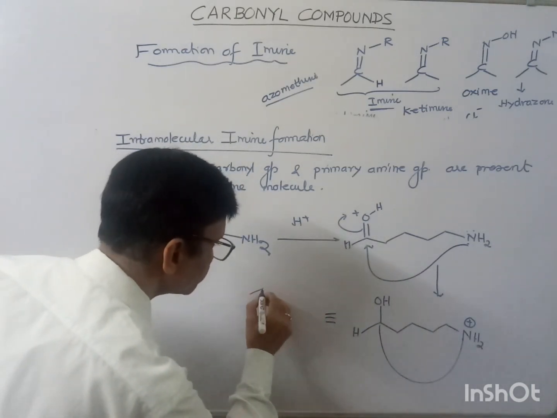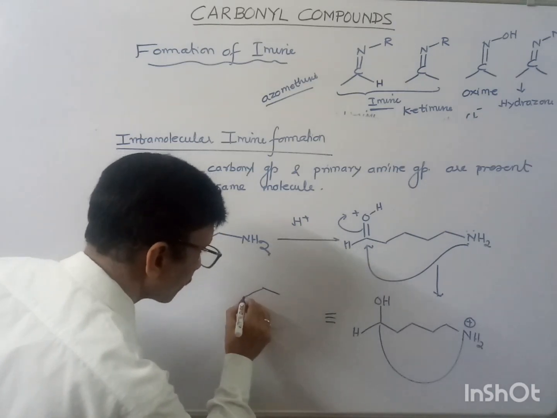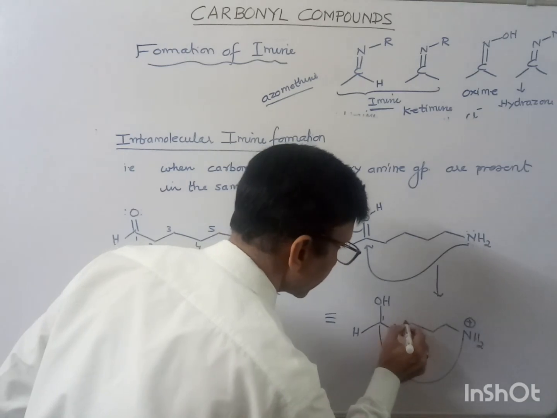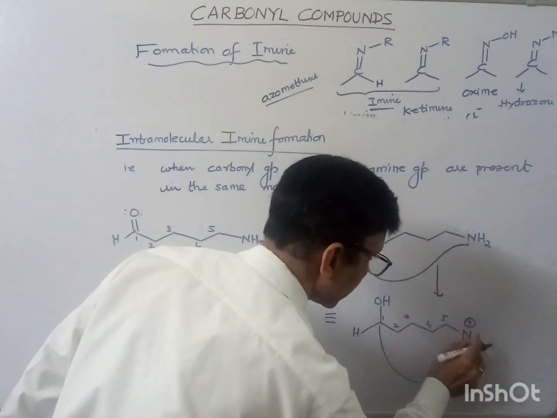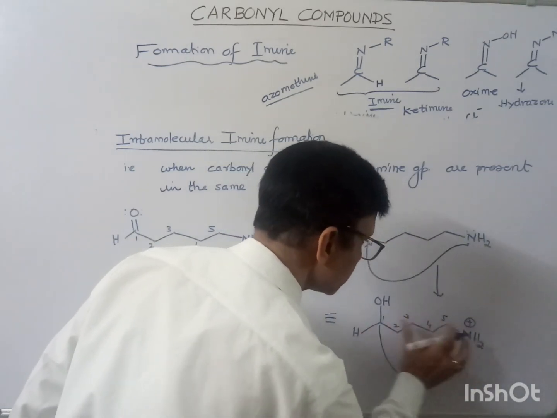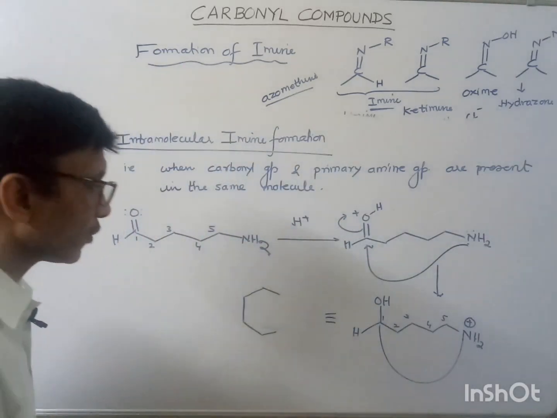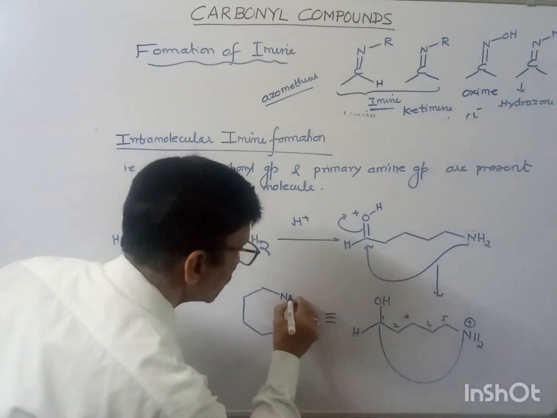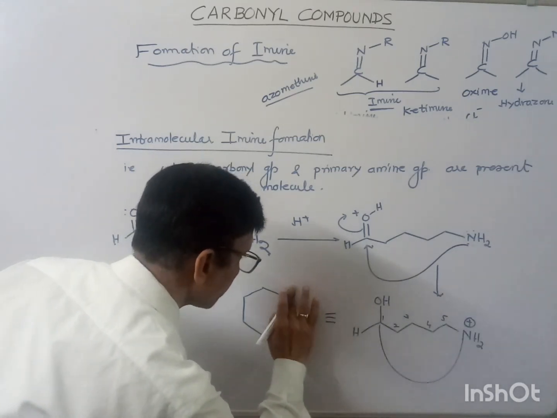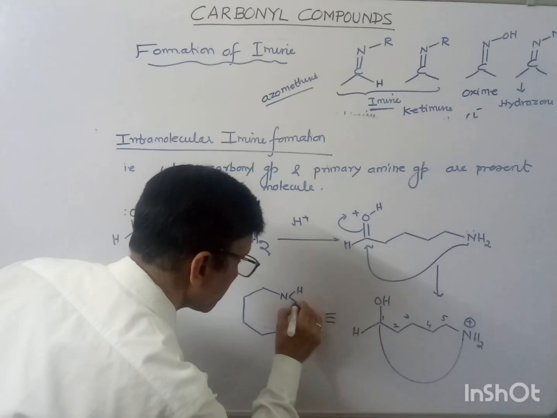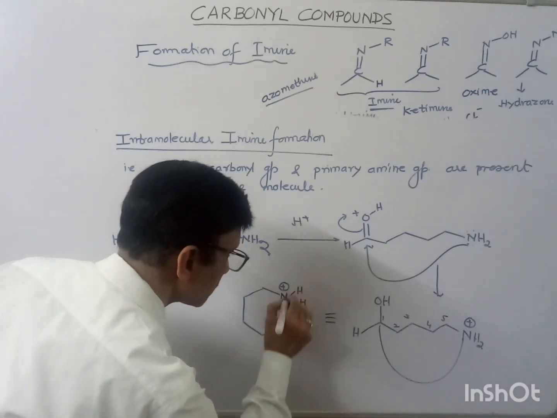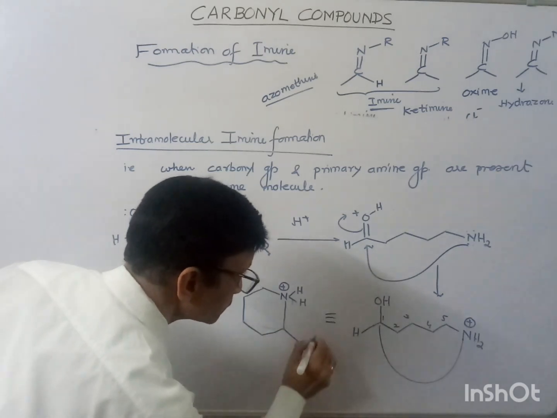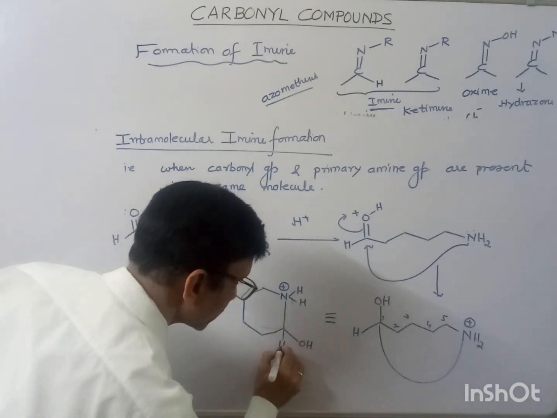So a 6-membered ring would be formed, that is, if this is first, second, third, fourth, fifth, and this sixth, so 6 atoms. So if we have this NH2, and one of the hydrogens over here.